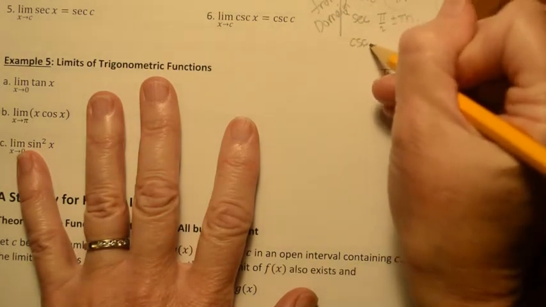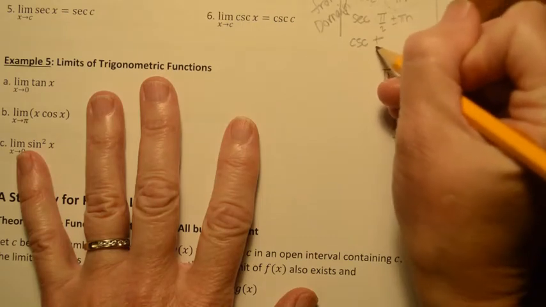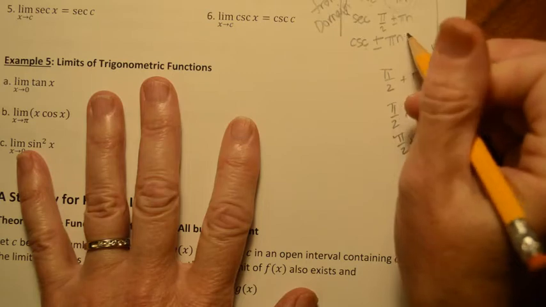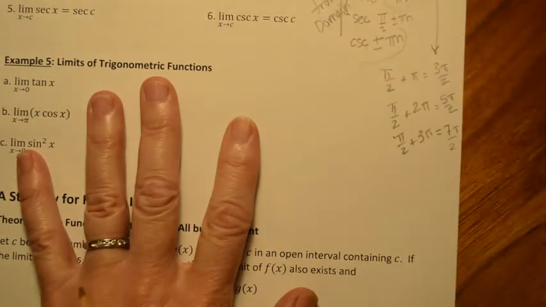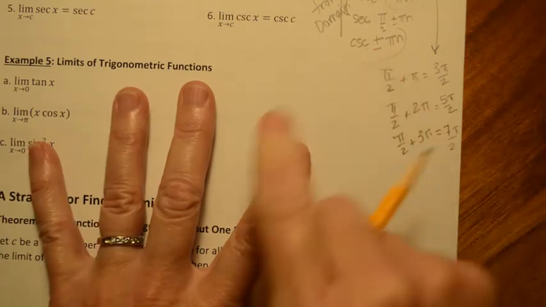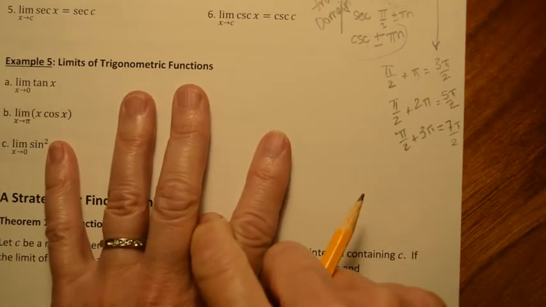So again, cosecant, same thing. It's just going to be plus or minus pi n, because this is 1 over sine. So again, sine is in the denominator. We're looking for where the sine is 0, because that is where that function's undefined, right?